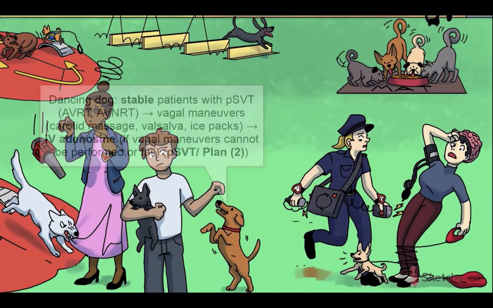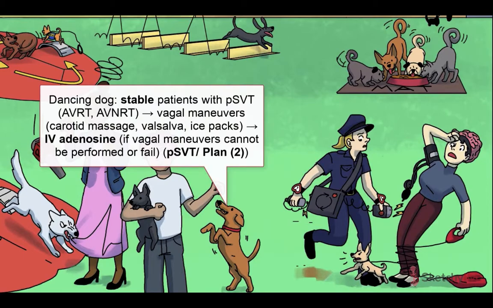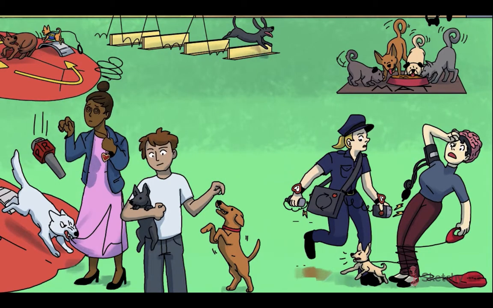The good news is that we have a safe, short-acting drug that can completely block the AV node, adenosine, represented by this adenosine dancing dog. Adenosine is usually given in a 6 mg bolus push, and if no response occurs in the first few minutes, the dose is doubled to 12 mg. Adenosine blocks the AV node completely, but only for a few seconds, as the half-life is less than 10 seconds.